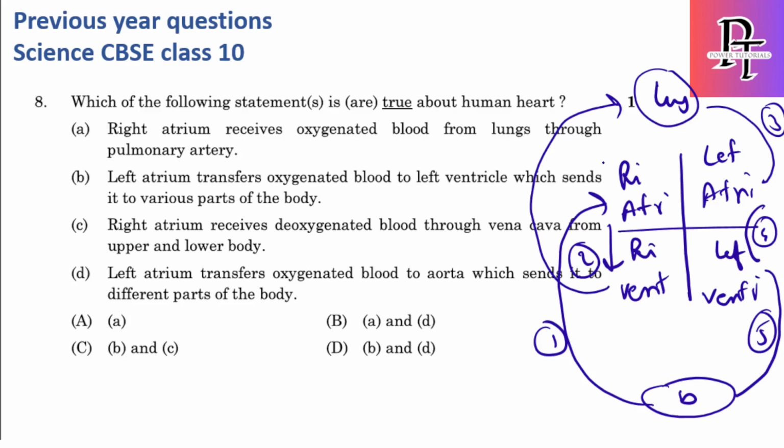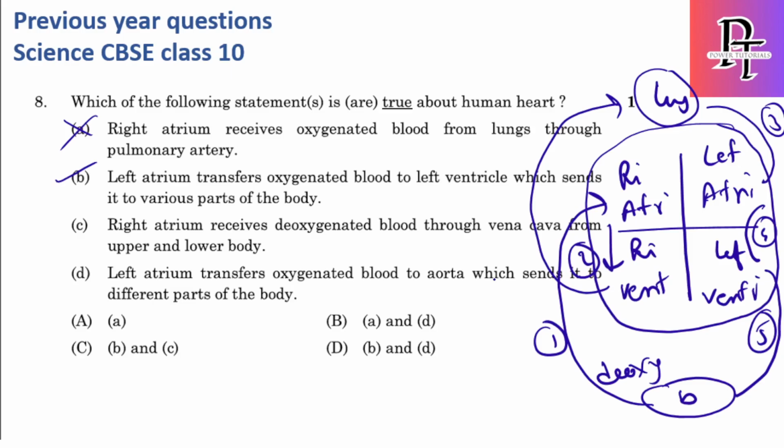Okay, let's see the options now. Right atrium receives oxygenated blood. Right atrium is here, it is receiving deoxygenated blood, so that's why the first option is wrong. Left atrium transfers oxygenated blood to left ventricle, which sends it to various parts of the body. Yes, B is correct. Left atrium receives deoxygenated blood through the vena cava from the upper and lower body. So this is also correct.